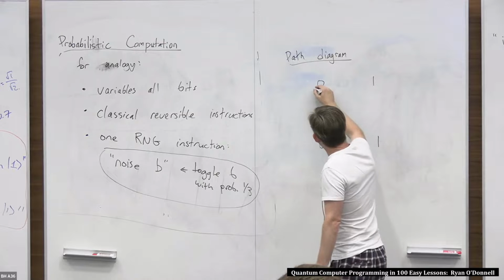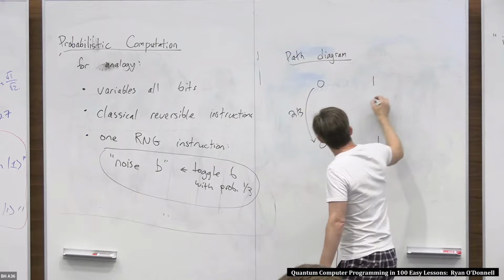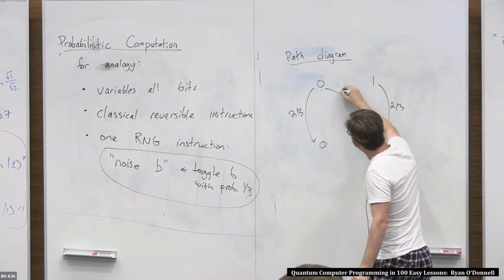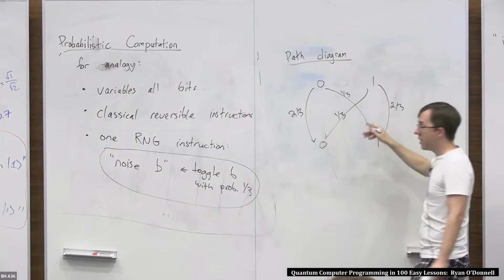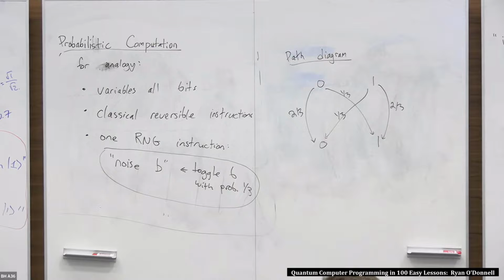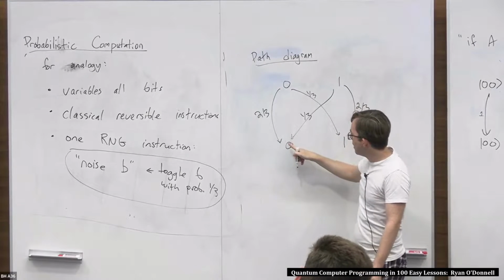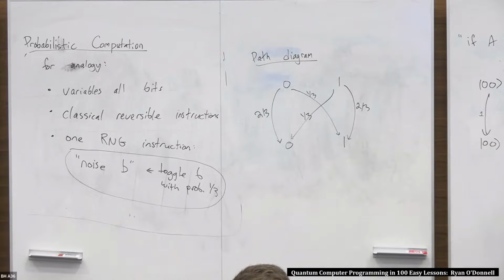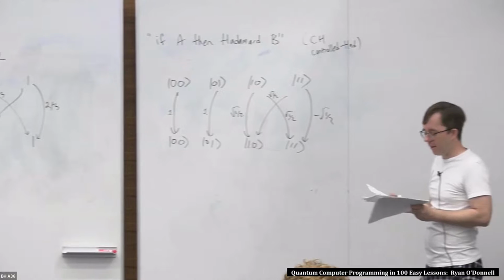0, 1. And if you look at it, 0 goes to 0 with probability 2/3. 1 goes to 1 with probability 2/3. 0 goes to 1 with probability 1/3. And 1 goes to 0 with probability 1/3. Okay, so again, the labels on the edges are probabilities, not amplitudes. But it's kind of the same. If you start at 0, you do noise, you get to the state with 2/3 probability on 0, 1/3 probability on 1. So very similar to what we were talking about before, just we're always saying the word probability instead of amplitude.